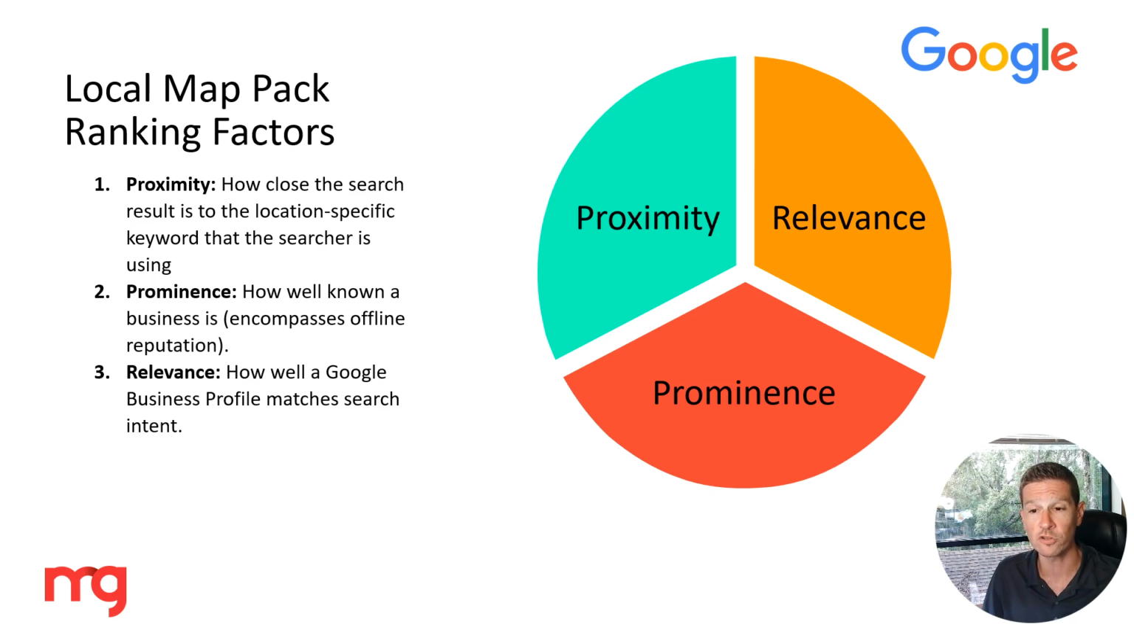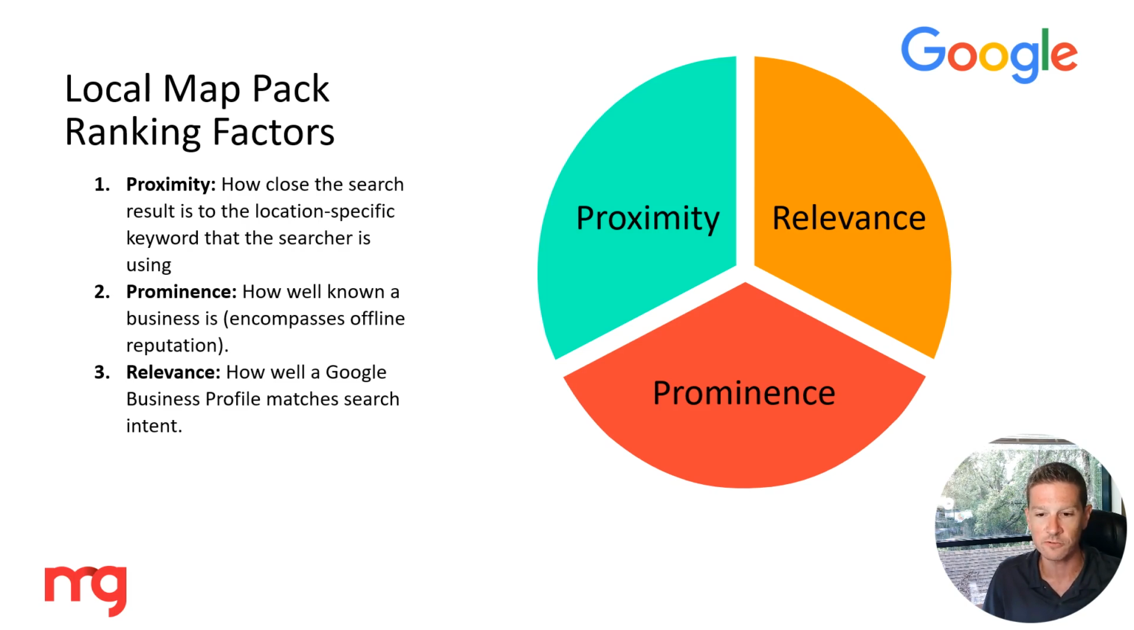Of these, it's really only possible to affect the latter 2. Prominence is sort of a black box because Google doesn't disclose exactly how it understands a business's offline reputation. However, PR and media mentions do seem to move the needle on this. So we're really only left with relevance, which is why optimizing your Google Business Profile is so important. Having the right information, categories, and reviews is all really important for increasing the relevance of your listing.